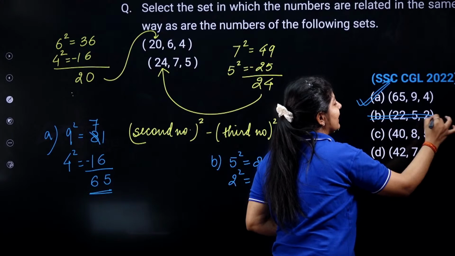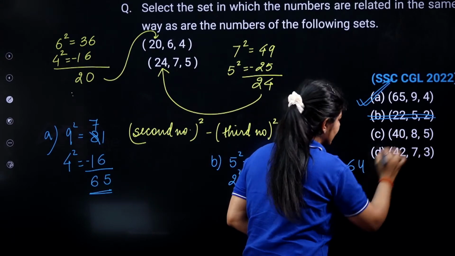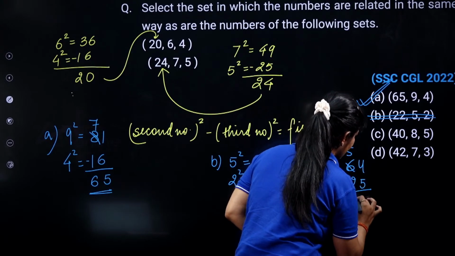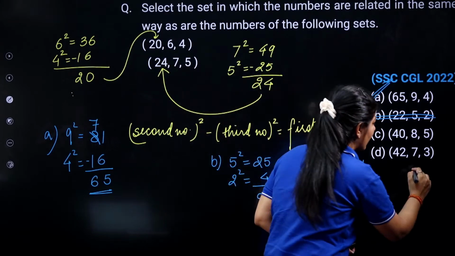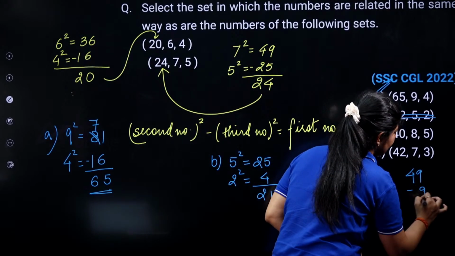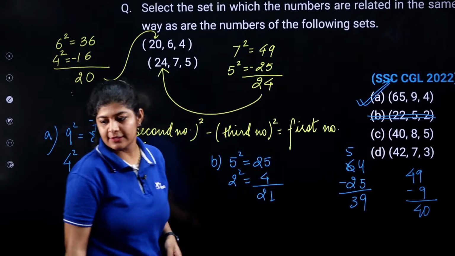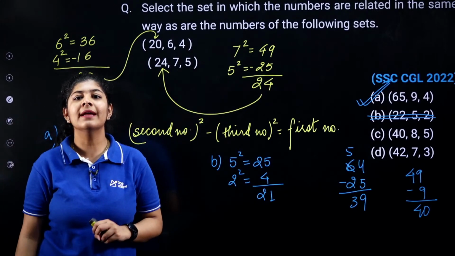Similarly, you can check the rest. 8 square, 64, minus 25. Here what are we getting? We are getting 39, not 40. Similarly, 49 minus 9. Here we are getting 40, not 42. Is it clear? So the correct answer over here is your option number A.